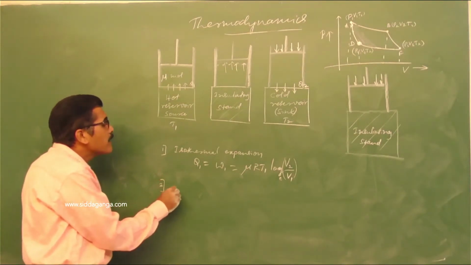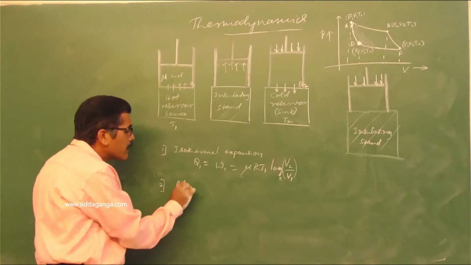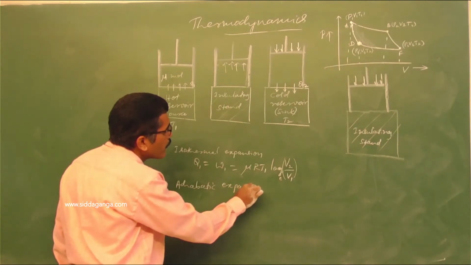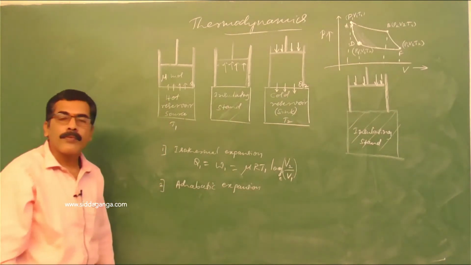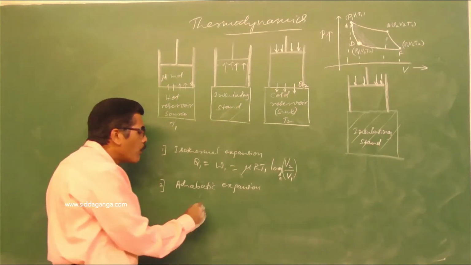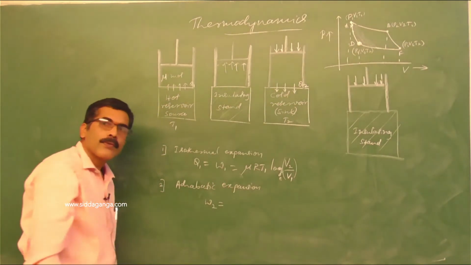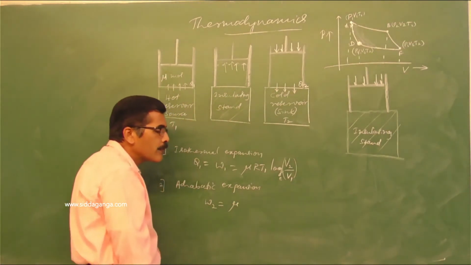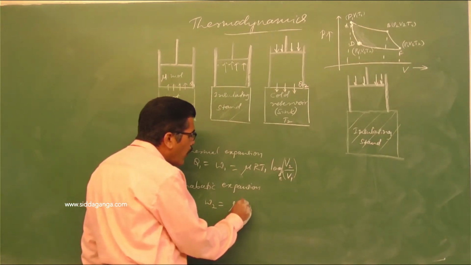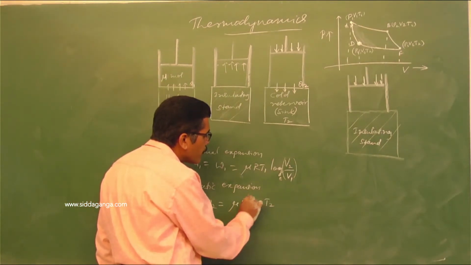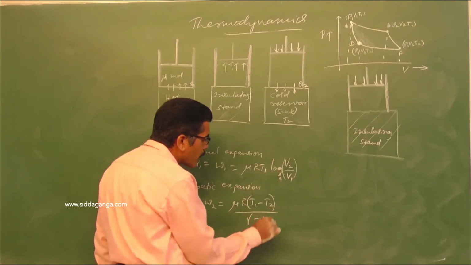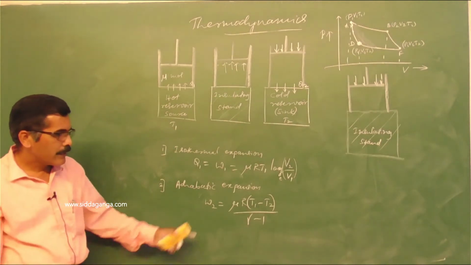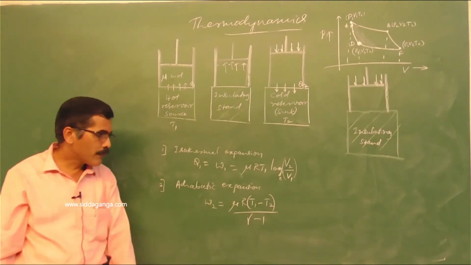In the second stage, there is an adiabatic expansion. In adiabatic expansion, work done is given by mu into R (T1 minus T2) divided by gamma minus 1. This is the work done that we have derived in our previous class. This is the work done for mu moles of gas.